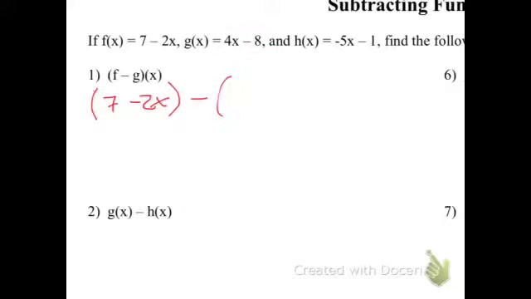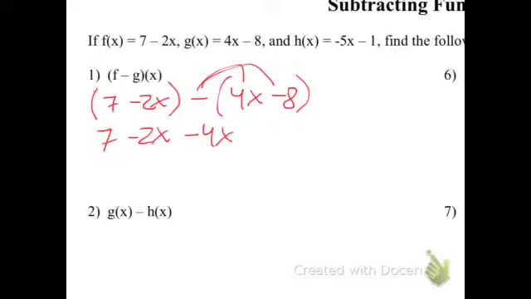Write down what g of x is. Make sure you put these in parentheses because you're going to have to distribute that negative. So distribute the negative through, then you can get rid of all these parentheses and actually combine things. As you distribute that negative through, you're going to have negative 4x plus 8. And now you can combine like terms, such as the 7 and the 8. That gives you 15. And then negative 2x minus 4x gives you negative 6x. That's it for that one.